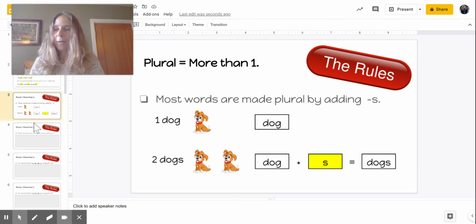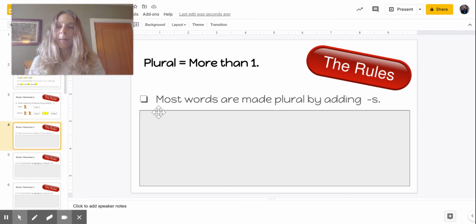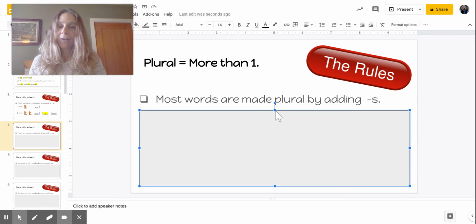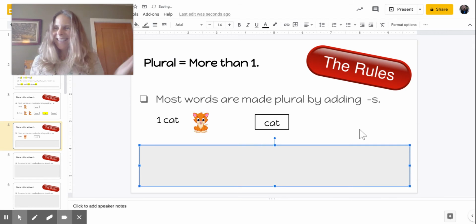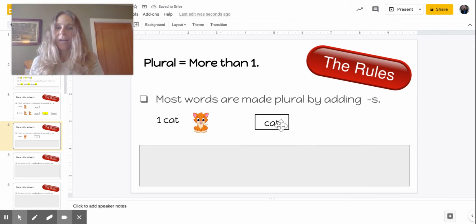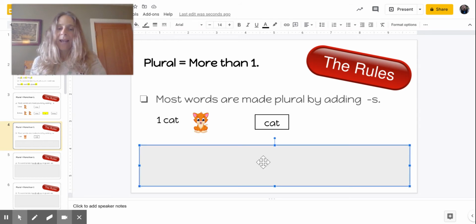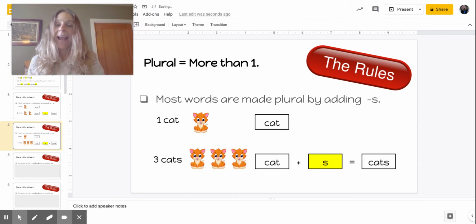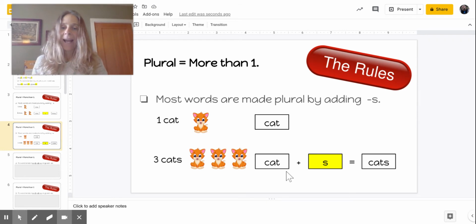Now let's take a look at a different one. Most words are made plural by adding S. There's our rule. My next picture is one cute little cat. So my word ends with a T, cat. And I need to add an S to make it plural. So I have three cats. Cat plus my suffix S makes my word cats.